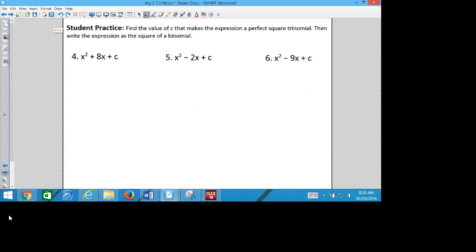So that's 3 more examples. Try those real fast if you haven't tried those. Actually, yeah, real fast.